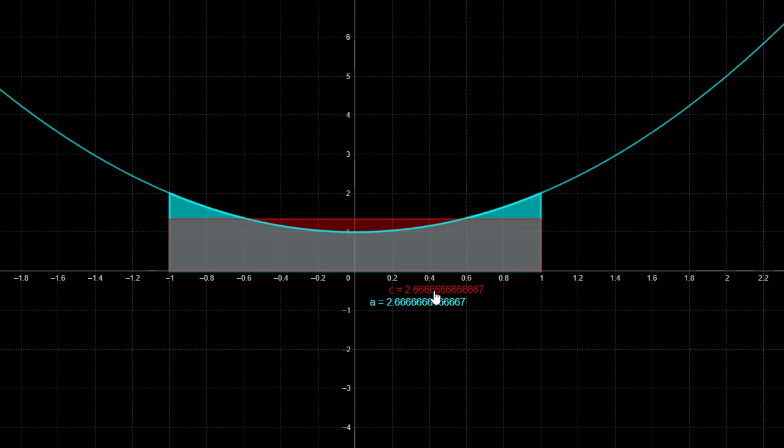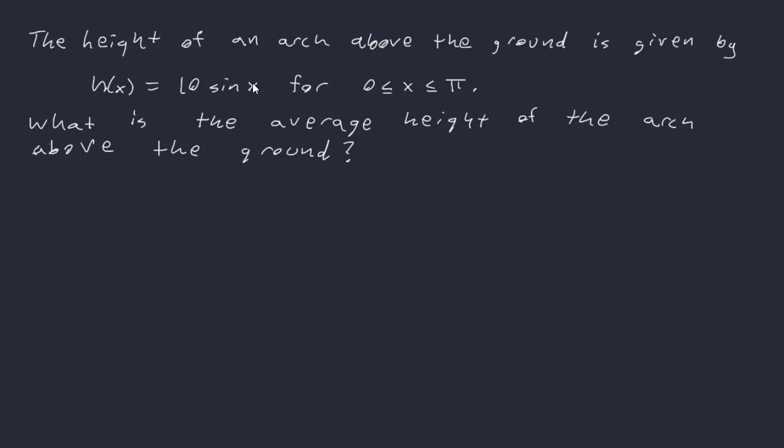Of course, there's also just the fact that this can give us, say, the average height or the average velocity or the average temperature of any sort of quantity that we're studying at the time. All right, to give an example of this, let's say the height of an arch above the ground is given by this function: h of x is 10 sine x for x between 0 and pi. So what is the average height of the arch above the ground?